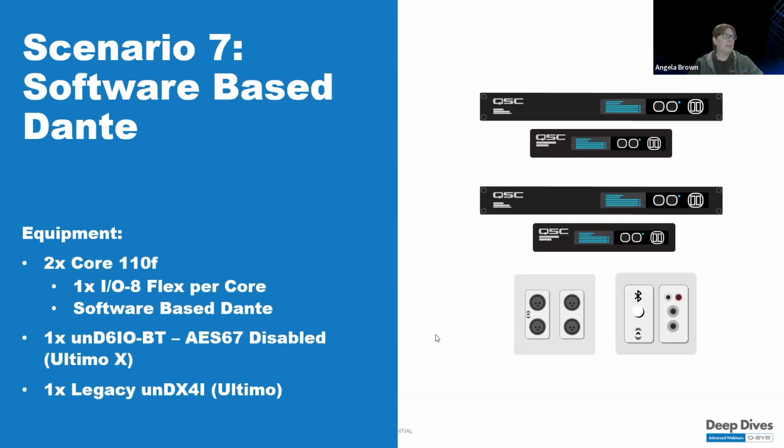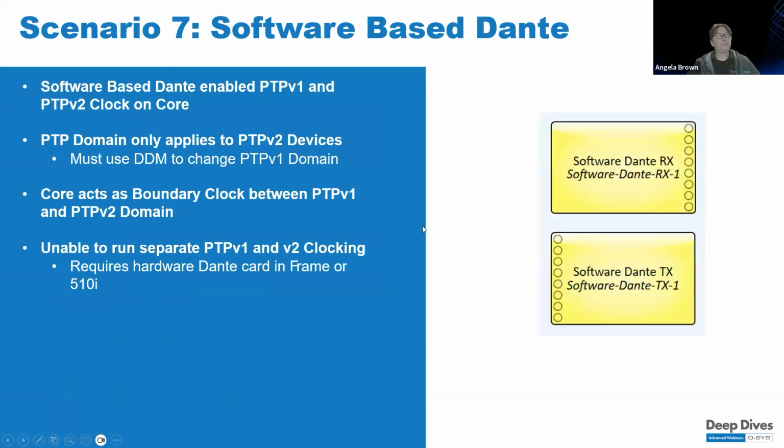So we've got our system, and right now we've just plugged everything in, and our UND6IO-BT is our clock leader, and we want to do something about that. So first thing we can do is make sure that the core ends up being our boundary clock. To do that, we can add software-based Dante to the core. Even just dragging the block into your design file, if you're not using it, will say to the core, hey, you need a PTP-V1 clock. And now our core has both V2 and V1, and it can then act as the boundary clock.